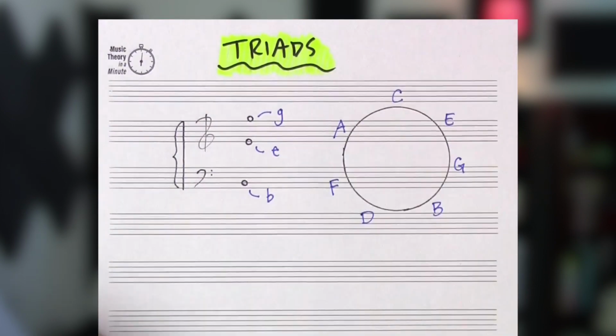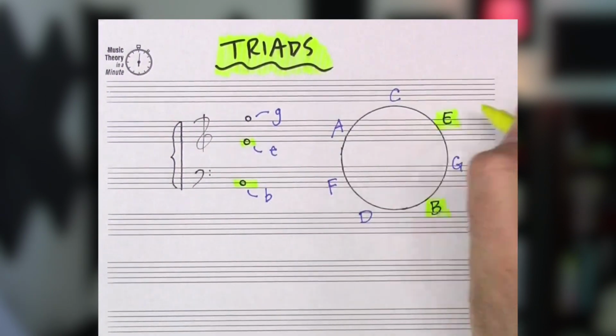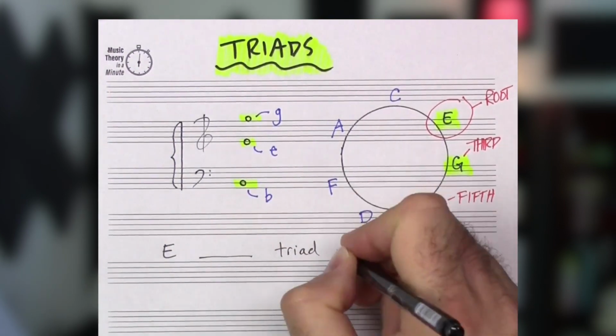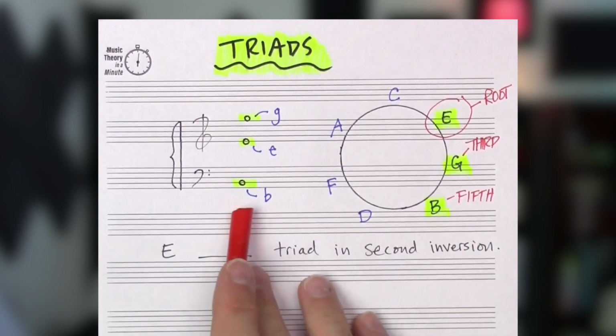If we highlight the notes in our circle of thirds, we can see that the root is E, the third is G, and the fifth is B. This is an E triad in second inversion because the B is on the bottom.